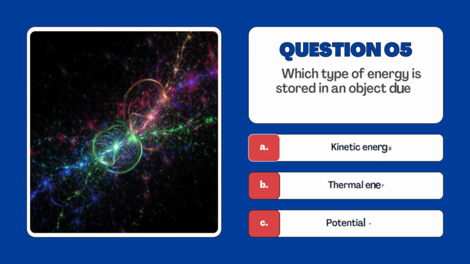Question 5. Which type of energy is stored in an object due to its position? A. Kinetic energy. B. Thermal energy. C. Potential energy.